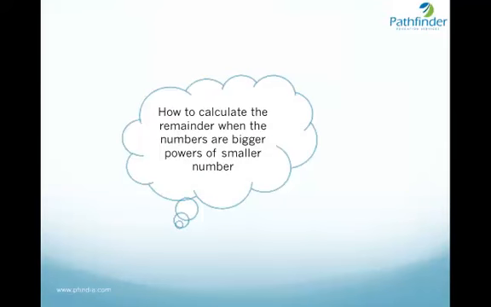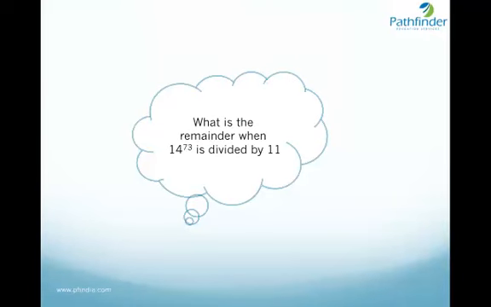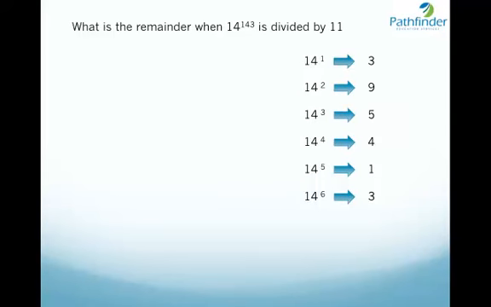These questions were easy. How to calculate the remainder when numbers are bigger powers of a smaller number? Let's take an example. What is the remainder when 14 to the power of 73 is divided by 11? Will remainder theorem work now? Obviously it will work, but solving this question by remainder theorem alone would be a time-consuming and tedious task. So we'll have to make some adjustments, and adjustment in the form of identifying patterns. So let us try to solve this question.